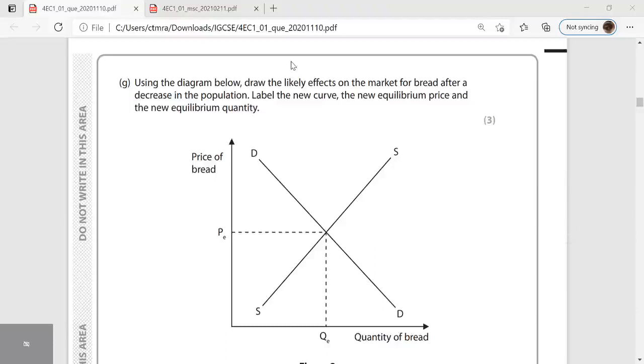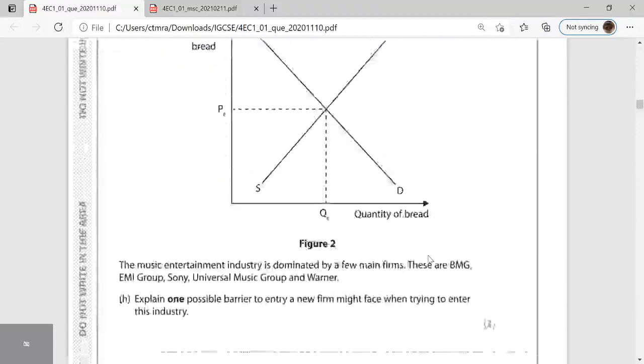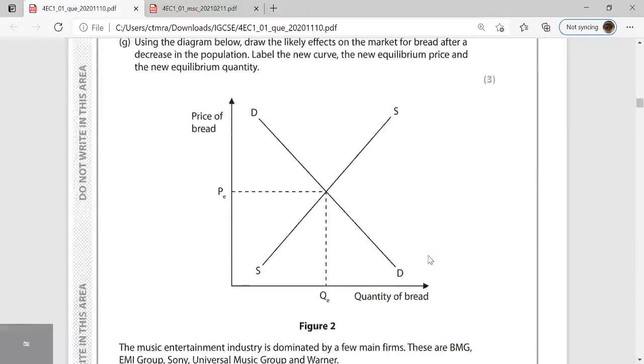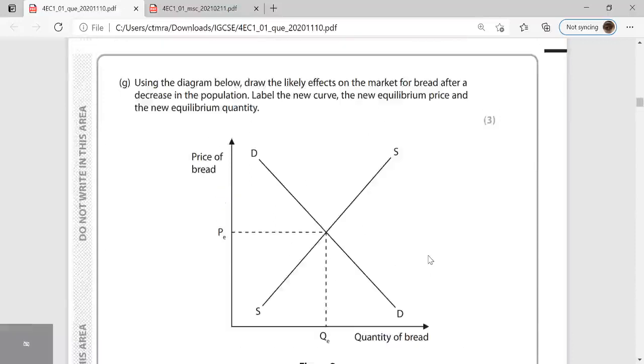Okay, so let's get back to the question. Okay. So here, see, there is a demand and supply curve over here. So using the diagram below, draw the likely effects on the market for rice after a decrease in the population. Label the new curve, the new equilibrium price, and the new equilibrium quantity.